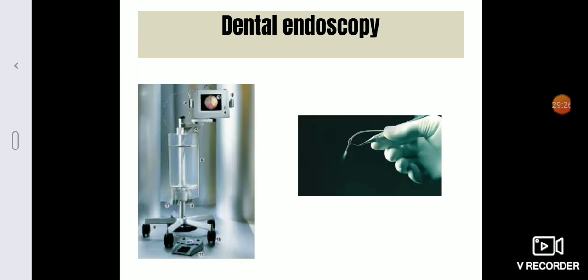Now, next is the dental endoscope. As you can see, the entire unit in the first picture. This dental endoscope has been introduced to view the subgingival area, and it is used in the diagnosis as well as treatment of periodontal diseases. It is produced by a company known as Dental View, and it is also known as the perioscopy system.